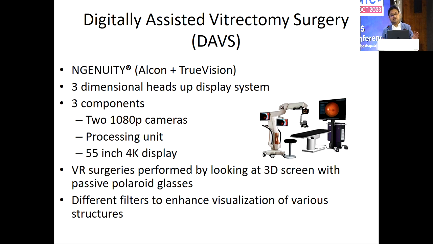So once we have gone through the ILM and the instrument, now we are going to the vision system. Digitally assisted vitrectomy surgery, Ingenuity, a 3-dimensional heads-up display system. Three components are there: two 1080p cameras, a processing unit, and a 55-inch 4K display. The surgery is performed by looking at the screen with passive Polaroid glasses. Different filters enhance visualization of various structures.